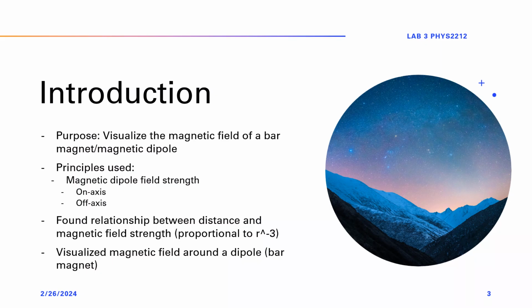The purpose of this lab was to visualize the magnetic field of a bar magnet, which was assumed to be acting like a magnetic dipole. I used two principles relating to the magnetic dipole field strength, the on-axis and off-axis field strengths. I found a relationship between the distance and the magnetic field strength, which was proportional to r to the power of -3, and I was able to visualize the magnetic field around a dipole, which was the bar magnet.